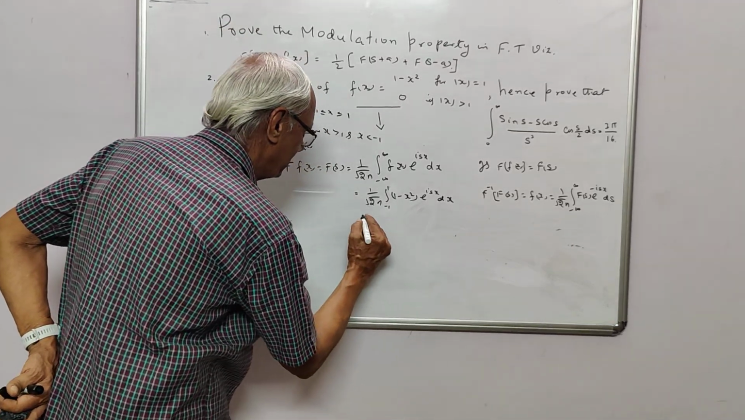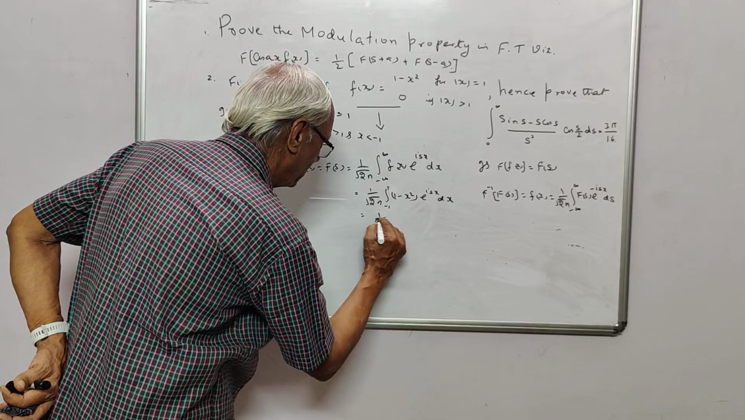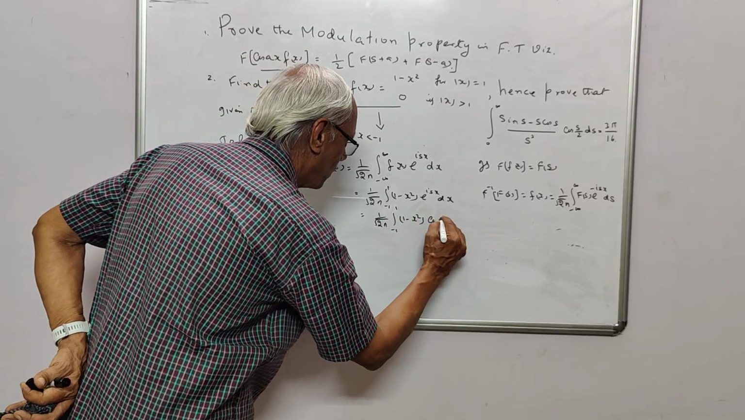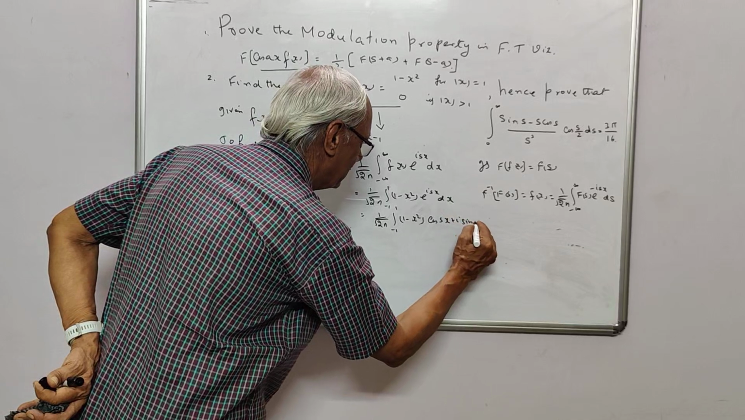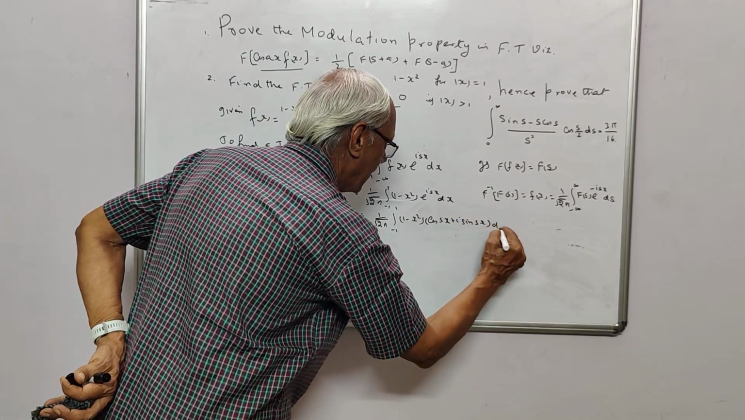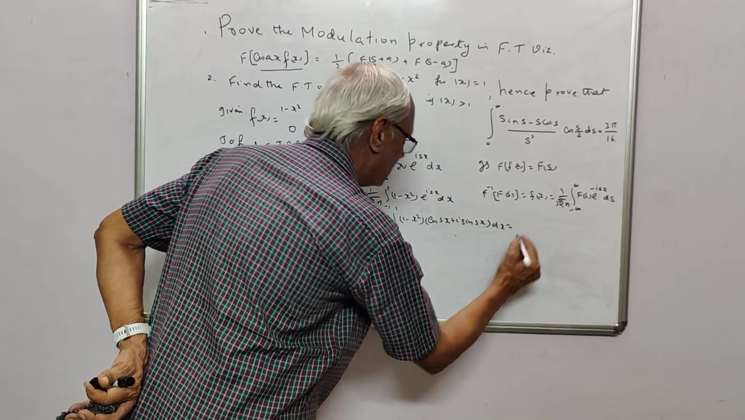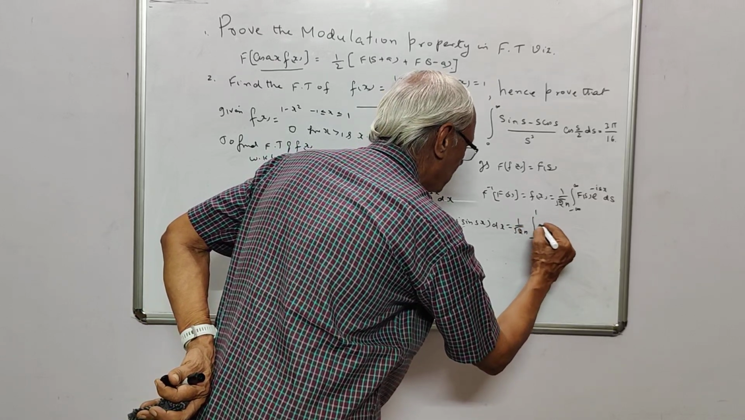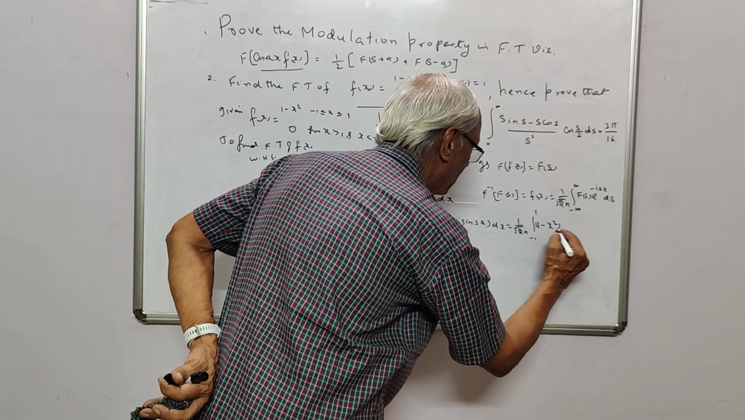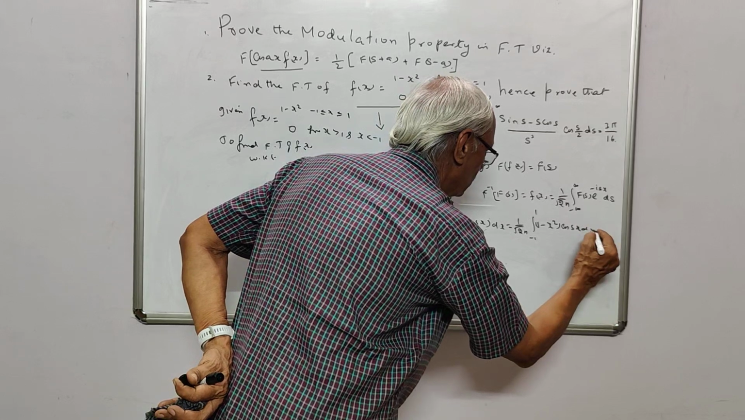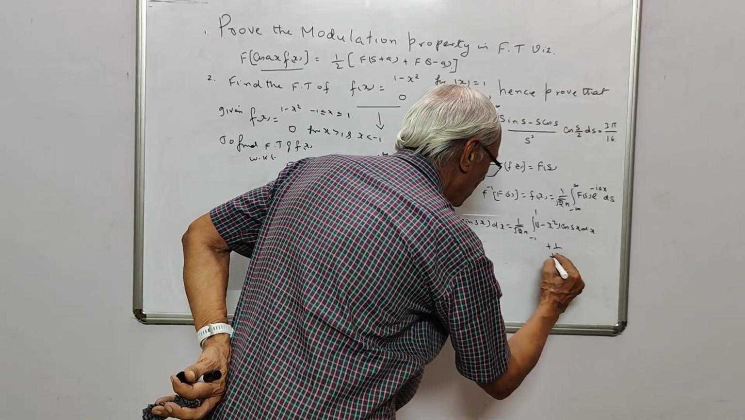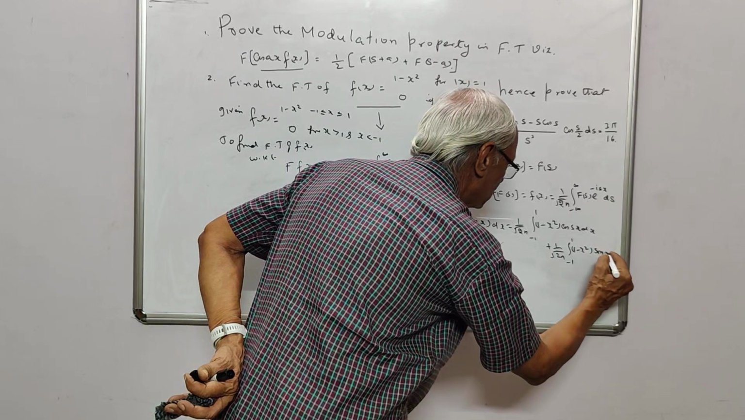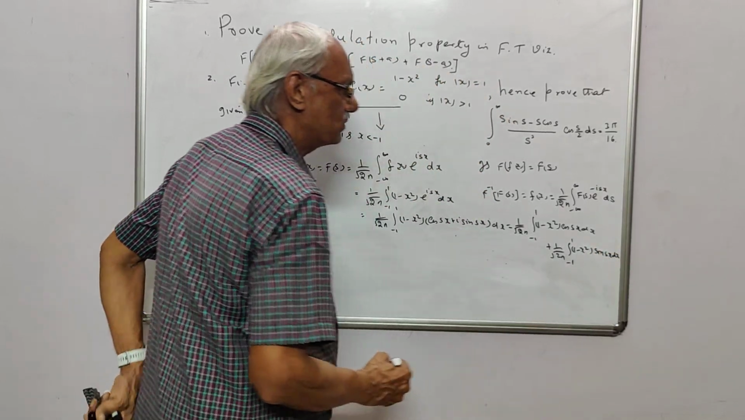Immediately you can write this as 1 by square root of 2 pi, integral from minus 1 to plus 1, 1 minus x squared into cos sx plus i sin sx. And you can split it into two integrals: 1 by square root of 2 pi, integral from minus 1 to plus 1, 1 minus x squared into cos sx dx, plus i by square root of 2 pi, integral from minus 1 to plus 1, 1 minus x squared into sin sx dx. So this is what you will get.